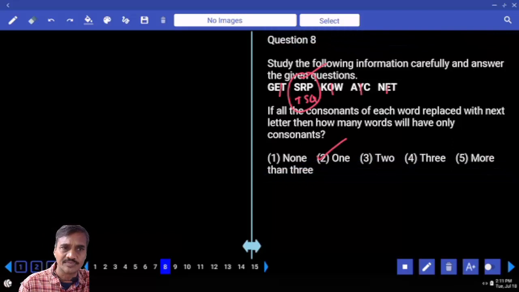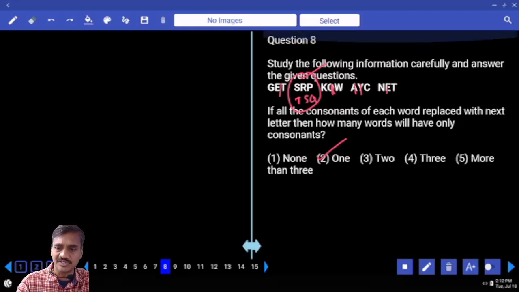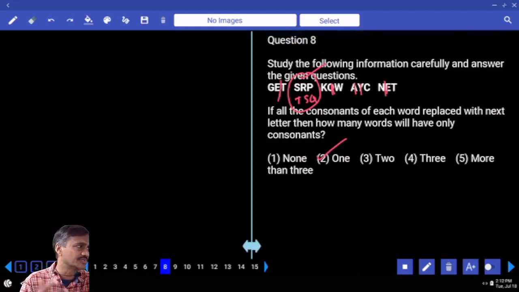Did you understand my question? When consonants are added plus 1, the question says consonants must be there, and no condition is given about a vowel. That means the vowel will remain as it is, isn't it? Hence, as vowels will remain in this and there is a vowel in each of these, it cannot be your answer. Only if just consonants are there can it be your answer.